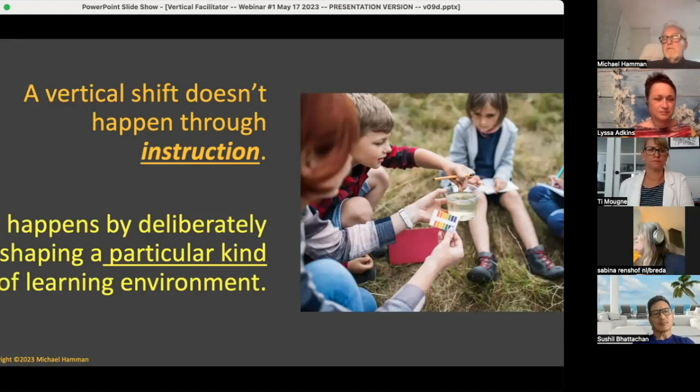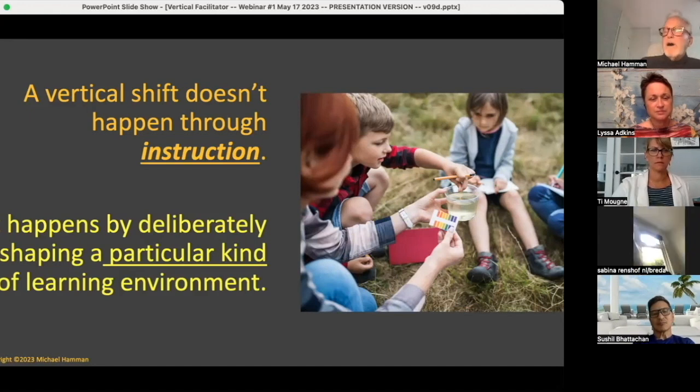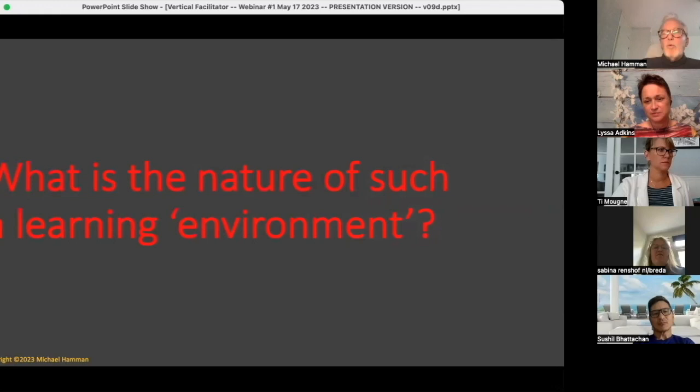So in this photo of the children, they're doing some sort of science experiment, and they have all different kinds of things, and they're sitting outside and working together, and someone's taking notes. There's all kinds of things happening in the environment that provide for not just horizontal learning, but also vertical learning, some kind of shift that happens over time. And so the question then is, what's the nature of such a learning environment?